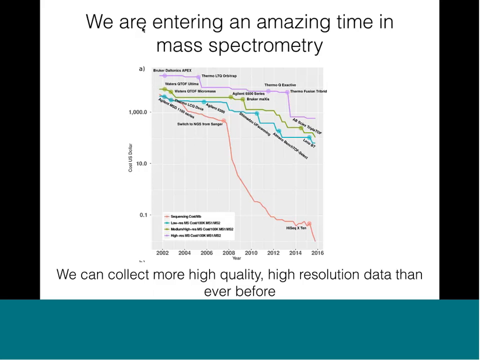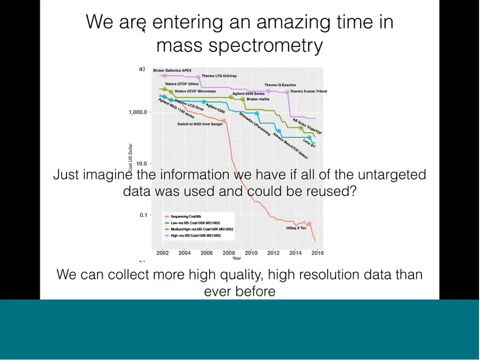What that means is that we actually collect a lot of information. But one of the limitations is that we're not using all this information. But imagine if we could actually use all the information that we can detect by mass spectrometry, all the data that we can see by a mass spectrometer, and also if that information could be reused.